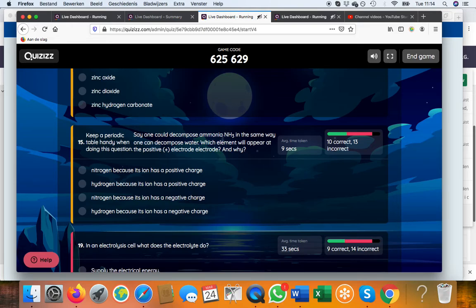Nitrogen, if that becomes an ion, becomes negative. It's also a non-metal, so it's on the right-hand side of the periodic table. And hydrogen, and that you could know also from the presentation about decomposition, hydrogen will remain positive. It's H+, we all know that. So H+ is attracted by the negative side, and nitrogen is attracted by the positive side.